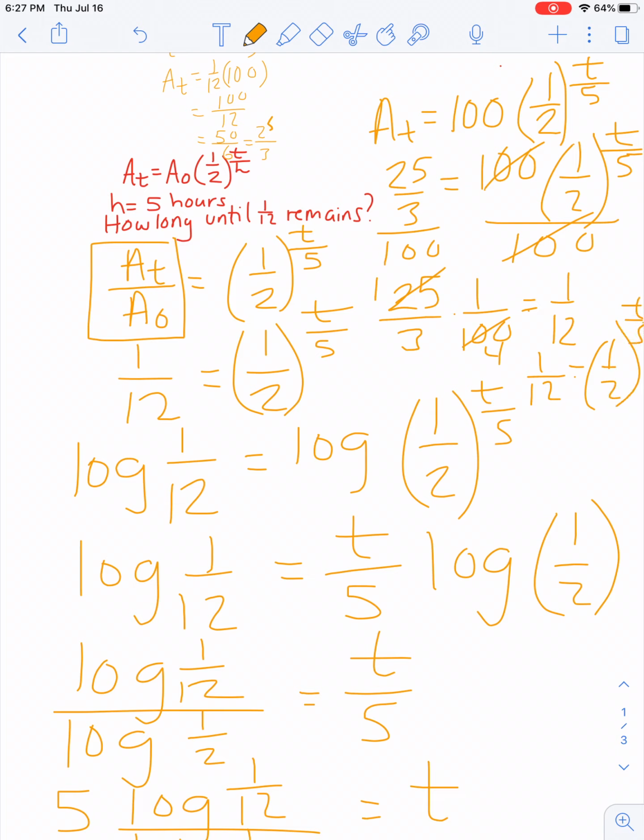So a couple of different options when getting started with setting up a word problem where you don't know the original amount.